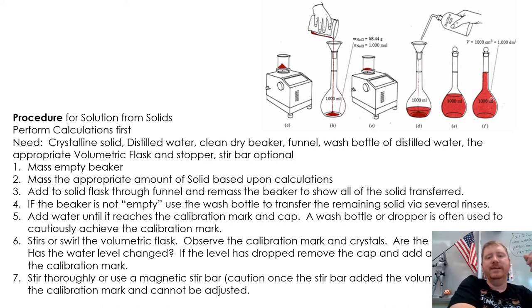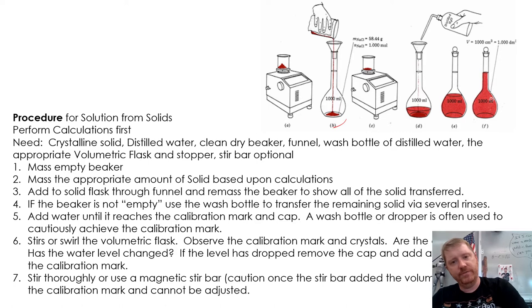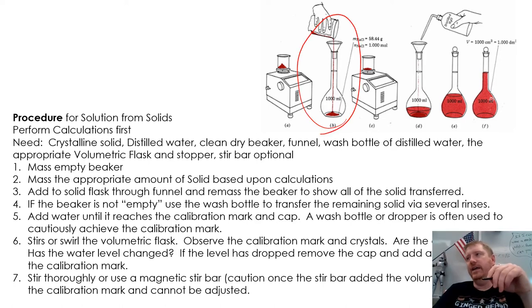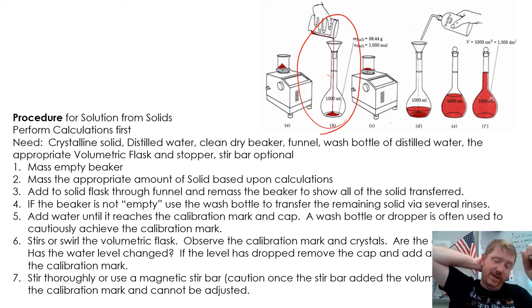Then you're supposed to put that solid into your volumetric flask. A volumetric flask like this one is for a set volume and has a line on it, and that line is called the calibration mark. The volumetric flask is really good at that volume. Usually it's like 4, 5, 6 sig figs at that volume, so it's really precise. And you put your solid into there. Most of the time you don't have any trouble. You just pour the solid in, bam, you're done.